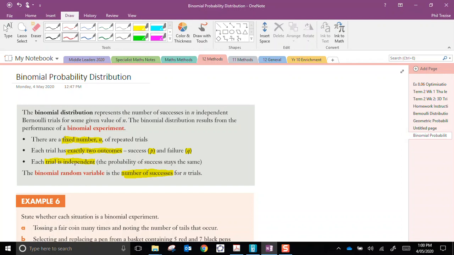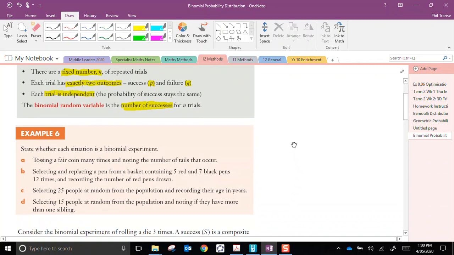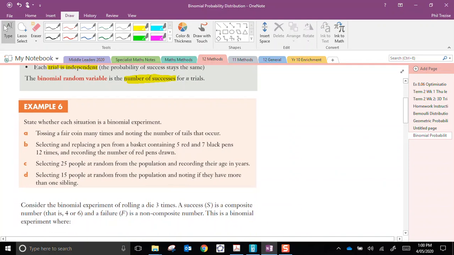First, whether we can apply those concepts to identify which of these examples are actually binomial probability experiments. So tossing a fair coin many times and noting the number of tails. Well, tossing the coin, there's two outcomes, but it doesn't say a fixed number of trials. It just says many times. So this one is not a binomial experiment.